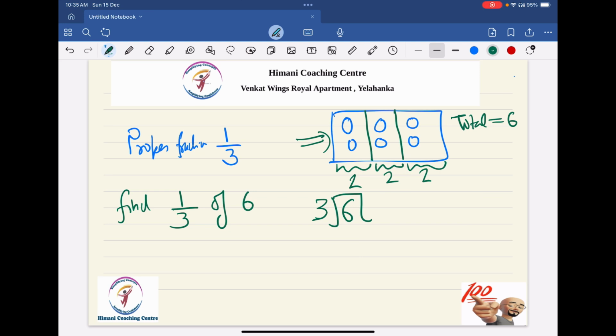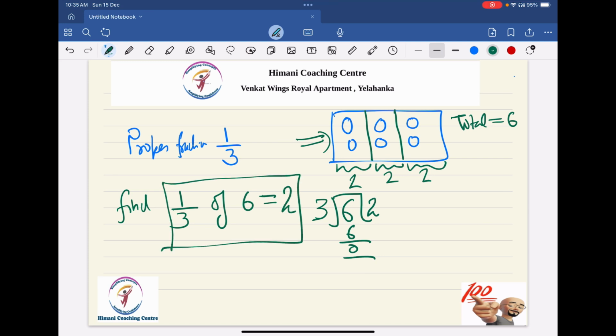We are dividing into 3 equal parts. So since we now know division, what will we do? We will say, okay, 3 twos are 6 and remainder is 0. So 1 by 3 of 6 would be equal to 2. Okay, kids. I hope this is clear to you. Okay. Now let us do one more question.